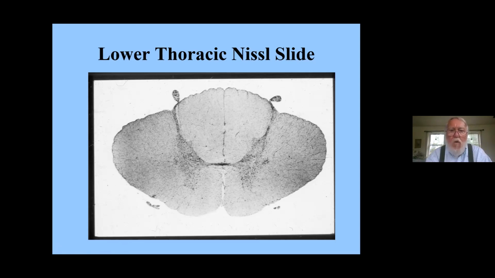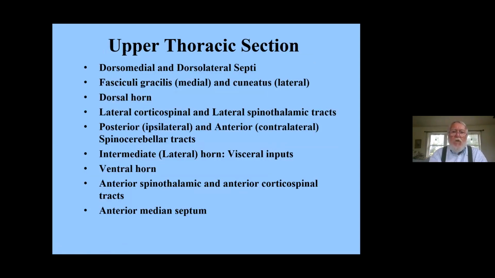And so now let's go to an upper thoracic section. In the upper thoracic section, what we pay attention to on that dorsal surface is that we no longer have only a dorsomedial septum, but we have two dorsolateral septi. And what are those two dorsolateral septi separating? It is separating the fasciculus gracilis, which is medial, from the fasciculus cuneatus, which is lateral.